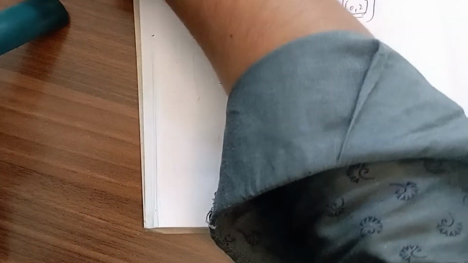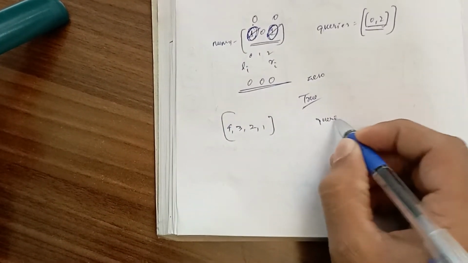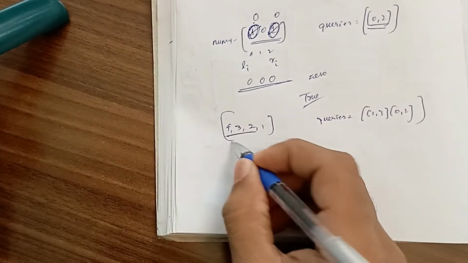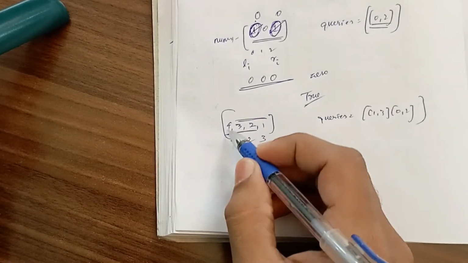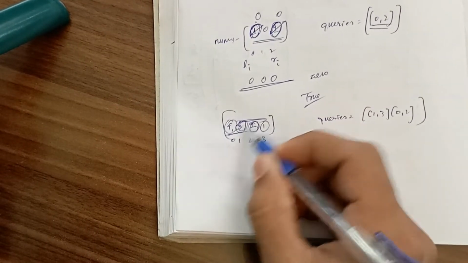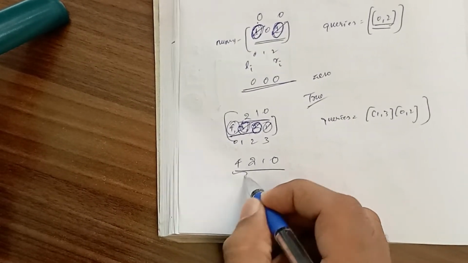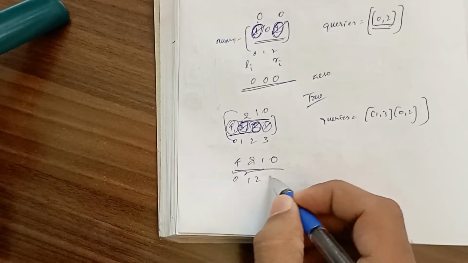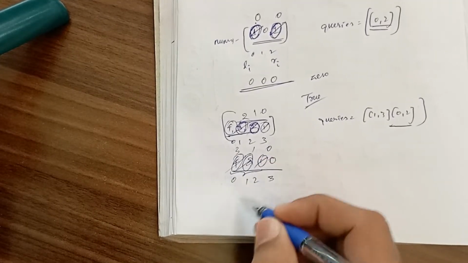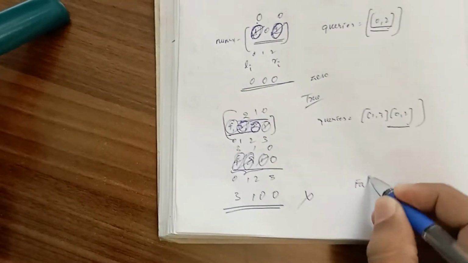And we are given another example: [4, 3, 2, 1] with queries [[1, 3], [0, 2]]. If you select all the indices from 1 to 3 and decrement them by 1, the array becomes [4, 2, 1, 0]. Then select 0 to 2, as the next query is 0 to 2, and decrement all those indices by 1. You get the array [3, 1, 0, 0], which is not a zero array. So we return false here.